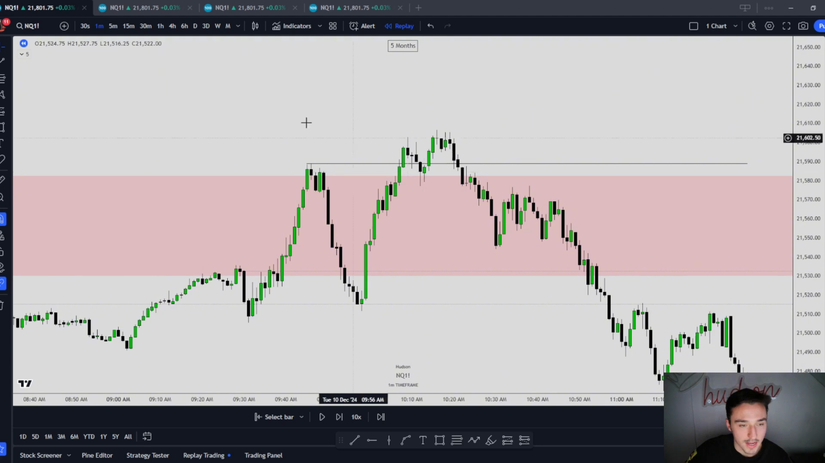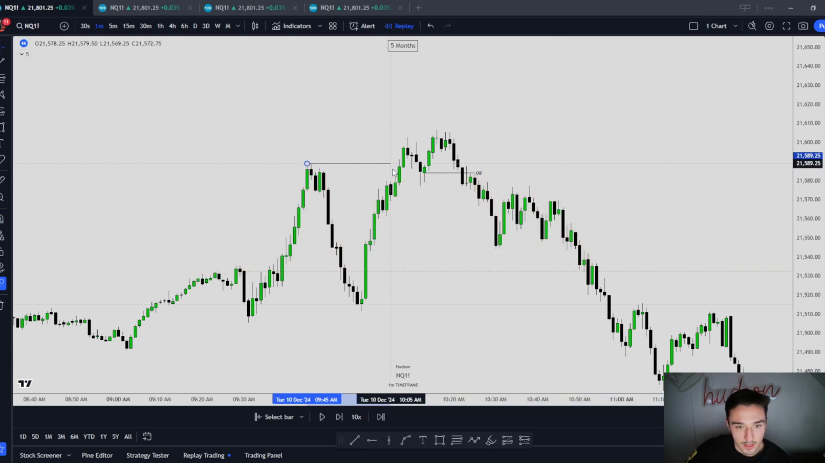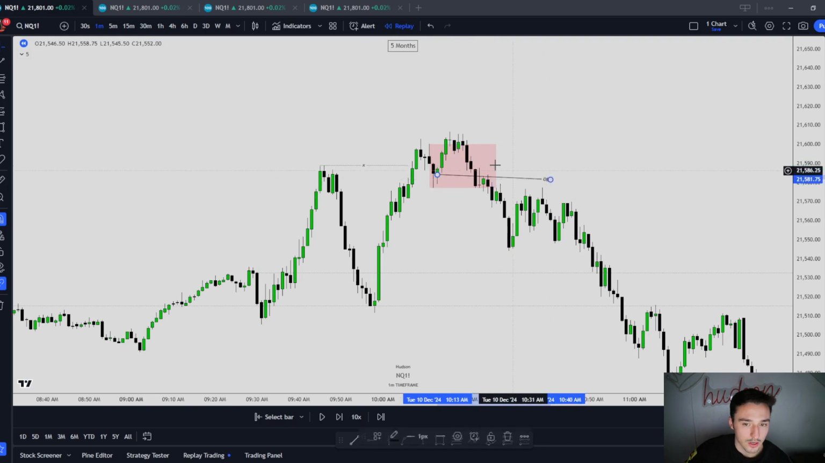Then we have our CISD, right? Right here. CISD happens here. Let's get rid of that. We can put this here. X purges that high. Order block taps. What's it make this? Makes these candles into a breaker, right? So we have an order block breaker right here.